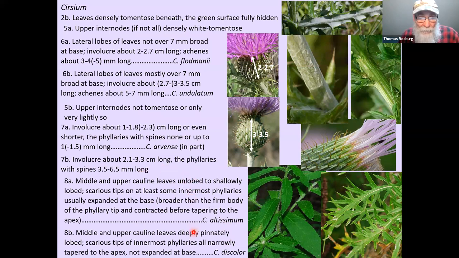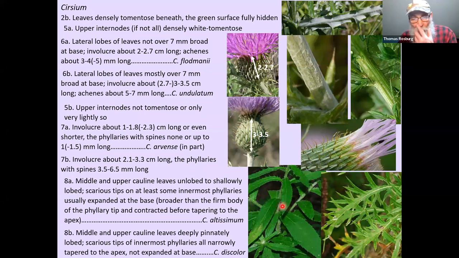Then we need to separate altissimum and discolor here. The most typical thing we use is the leaves, which you see right here, the middle cauline, upper cauline. Cauline means the stem leaves. So the middle and upper stem leaves are unlobed to just shallowly lobed. These are not lobed at all right here, versus the same leaves, middle and upper stem leaves, deeply pinnately lobed that you see over here. Here we see those lobes cut into those leaves. The lobes go almost down to the midvein, but not quite. There's still tissue right along that midvein there.